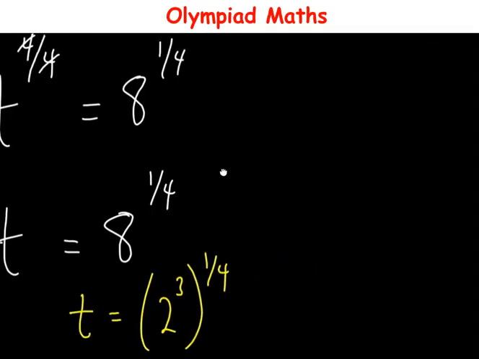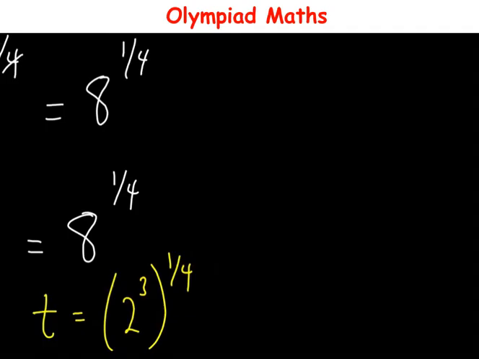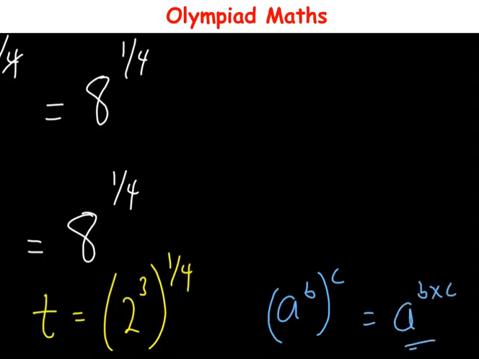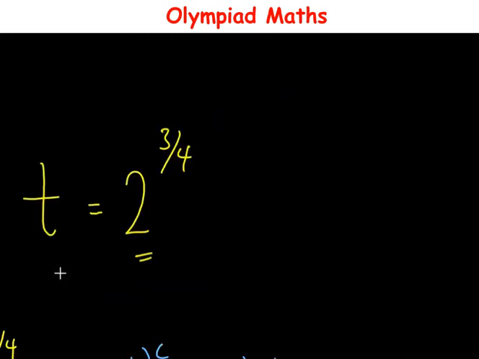Applying this rule of indices, that if you have a raised to power b, all raised to power c, this equals a raised to power b times c, we have it that the value of t is equal to 2 raised to power 3 times 1 over 4. So with this, we have gotten the value of t to equal 2 raised to power 3 over 4.